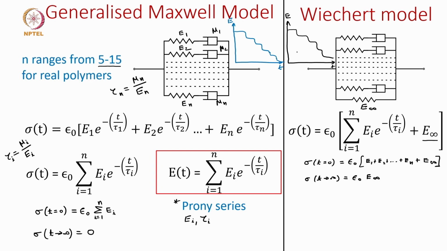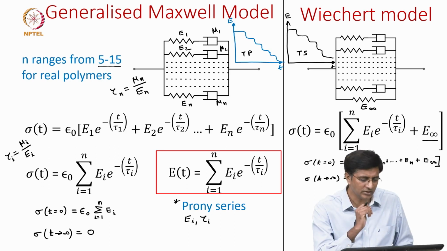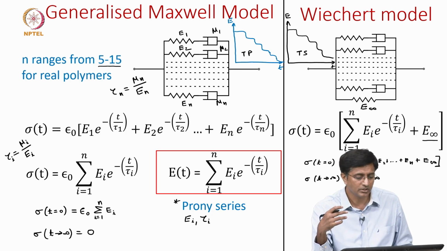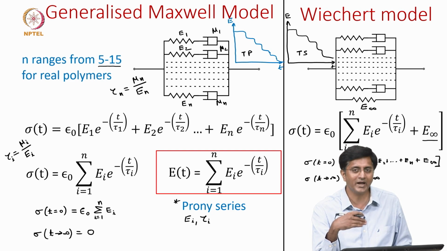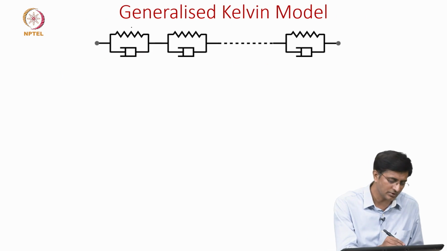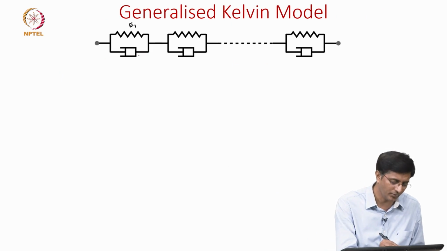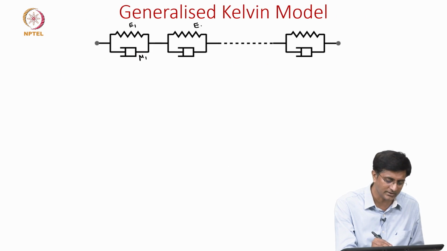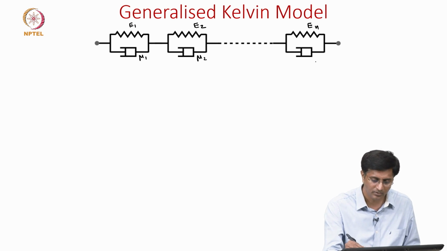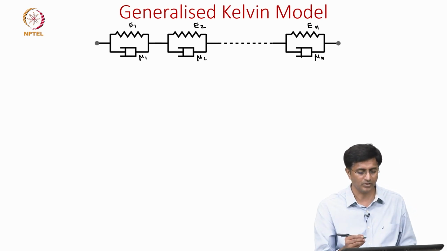This is good to model the thermosets, and the earlier generalized Maxwell model is good to model the thermoplastics. Once we have seen this Maxwell model, it will be easy for us to discuss the Kelvin model, because instead of having these Maxwells in parallel, we will have Kelvins in series. So, this is Kelvin 1 with E1 mu 1, and then we have the second Kelvin with E2 mu 2, and so on and so forth till En mu n, the nth Kelvin model.